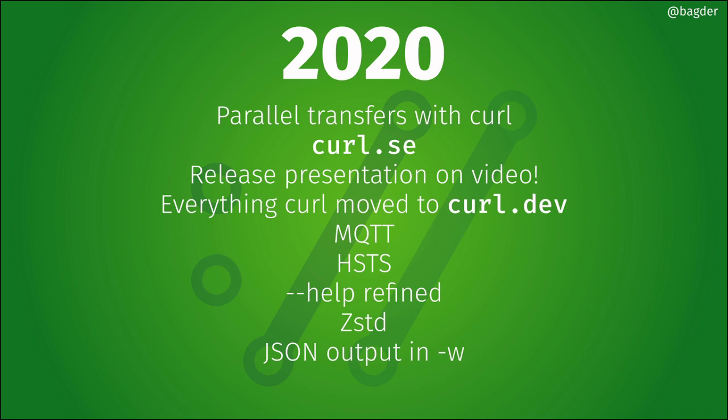And in 2020, we added this JSON object thing, so you can output a lot of information in JSON format because JSON seems to be a pretty popular format.